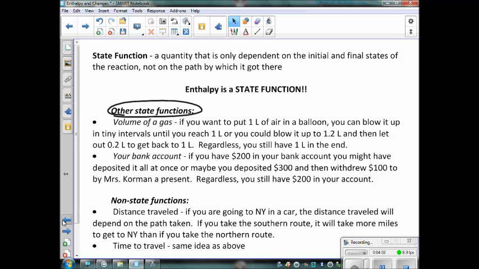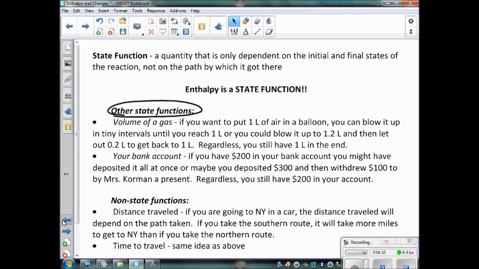But let's say somebody else needs to put 1 liter of air in the balloon, and by mistake they put in 1.2 liters, or maybe 1.5 liters. They go past that. They can still have 1 liter of air in their balloon if they simply let some of it back out, and then they'll end up with 1 liter. So all that mattered was that they started with nothing and ended at 1 liter. It didn't matter that you went straight to 1 liter and somebody else went past it and came back to it. That is a state function. Still ended up with 1 liter of air inside the balloon.